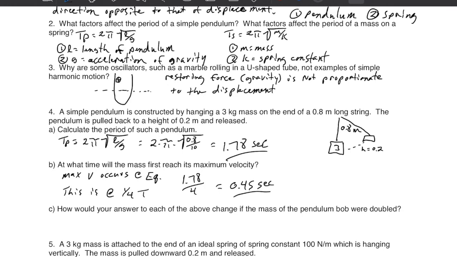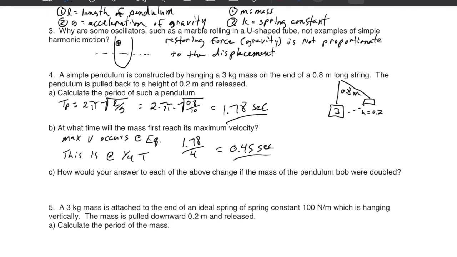How would your answer to each of the above change if the mass of the pendulum bob were doubled? There's no change. We don't factor in the mass of the pendulum bob in the calculations for a period.